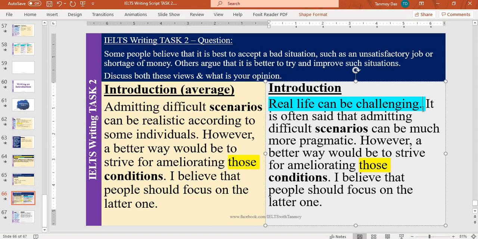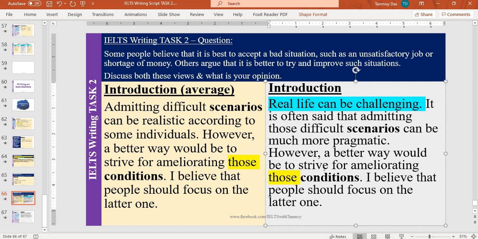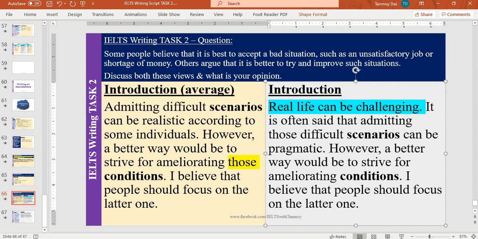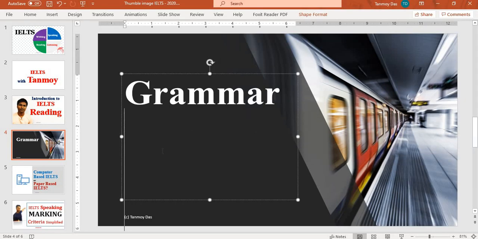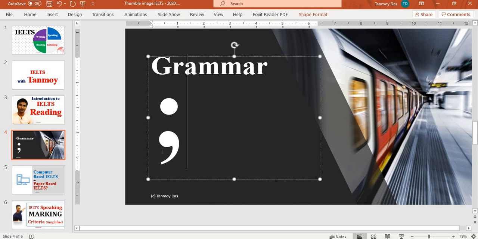It is often said that now here I can say admitting those difficult scenarios. So maybe I will be removing this one here. Admitting those difficult situations can be, well, it's getting longer, so let's keep it this way, can be pragmatic. Now here's a magic from grammar. Yes, I mean it. You must improve your grammar skill. 25% of your IELTS writing mark will depend on your grammar skill. I'll show you one particular sentence structure to improve your writing score.